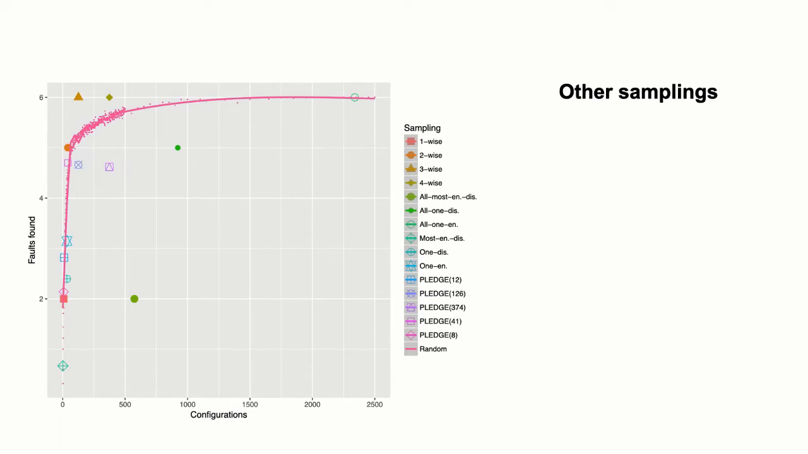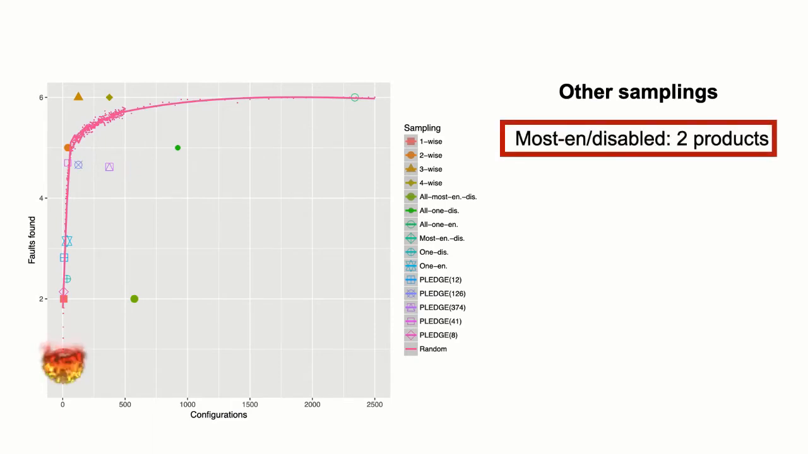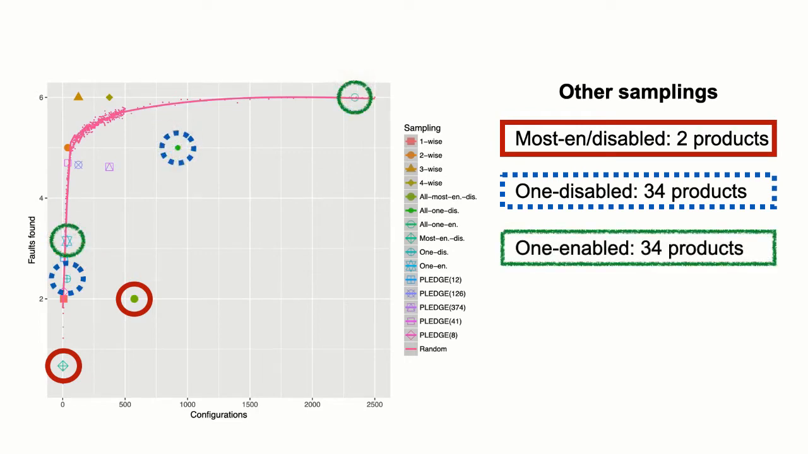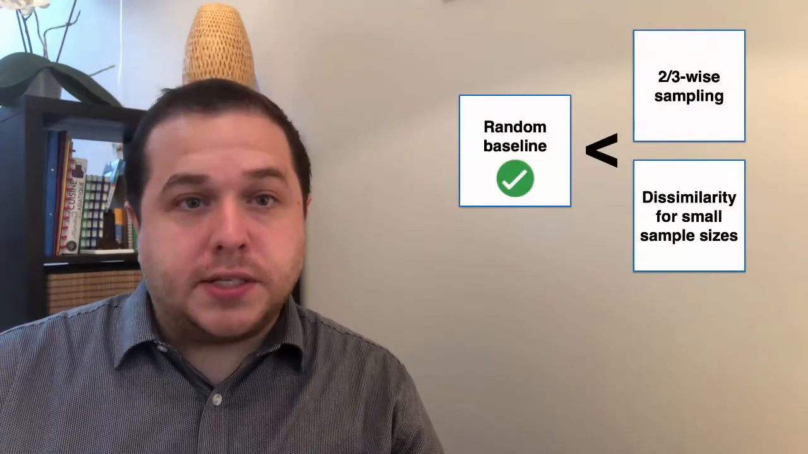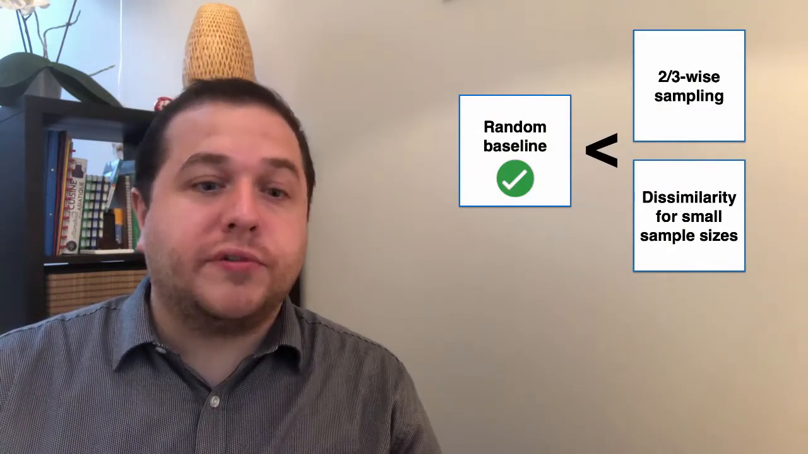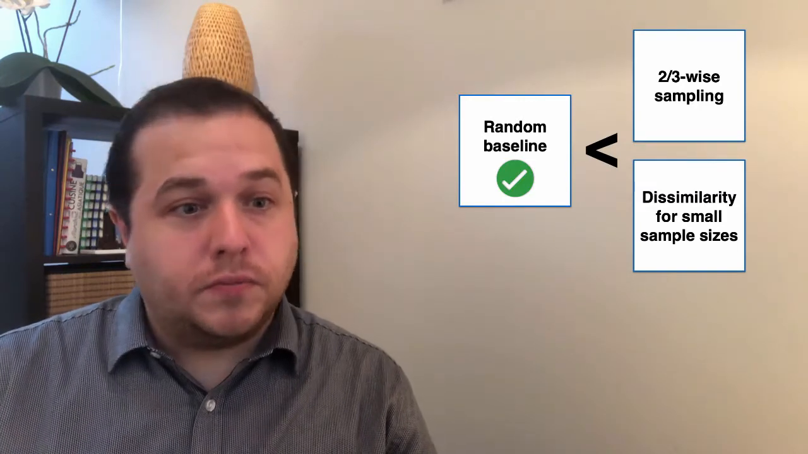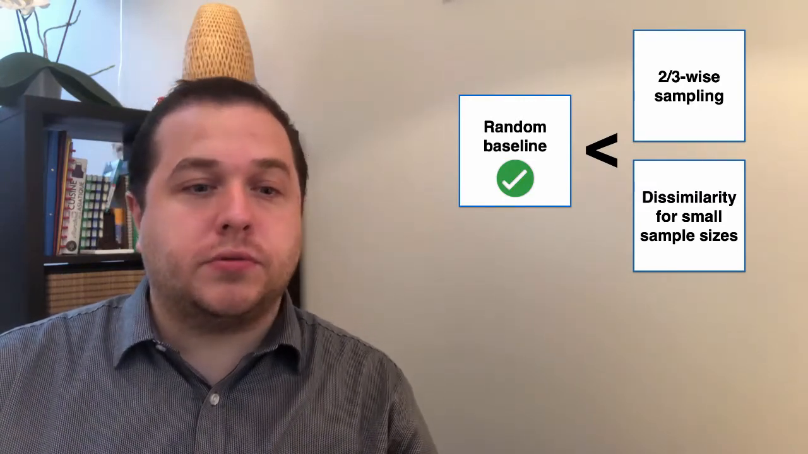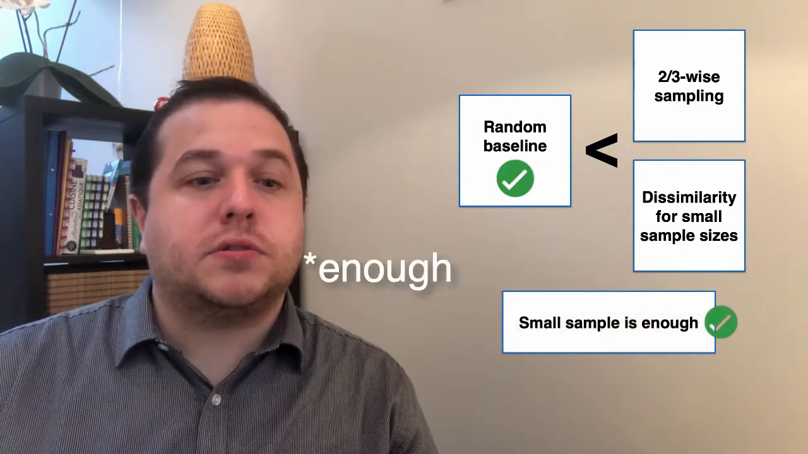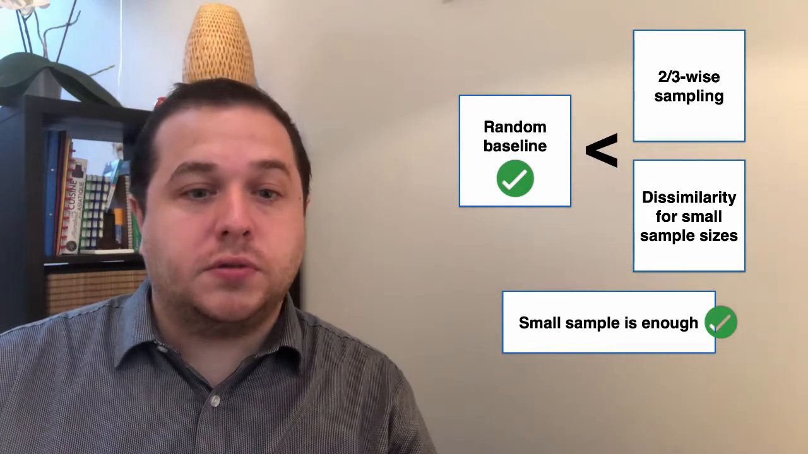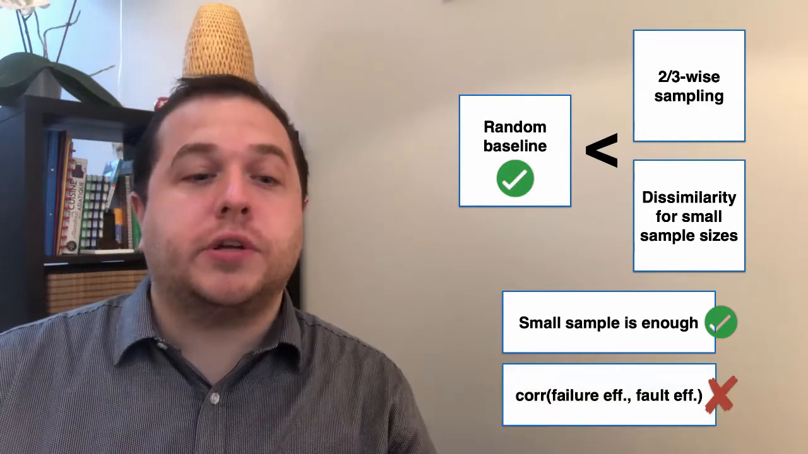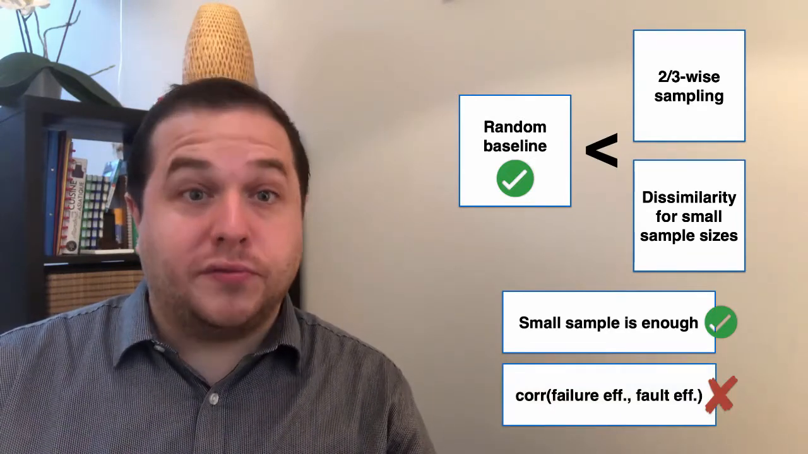Finally, we also apply the most-enabled-disabled, one-disabled and one-enabled sampling criteria. So in summary, our findings are, well, random is a strong baseline for failures and faults. 2-wise and 3-wise sampling are more efficient to find faults than random. Dissimilarity is superior to random for small sample size. A small sample size is also sufficient to identify most important faults, and there is no need to cover the whole configuration space. And finally, there is no correlation between failure and fault efficiency.